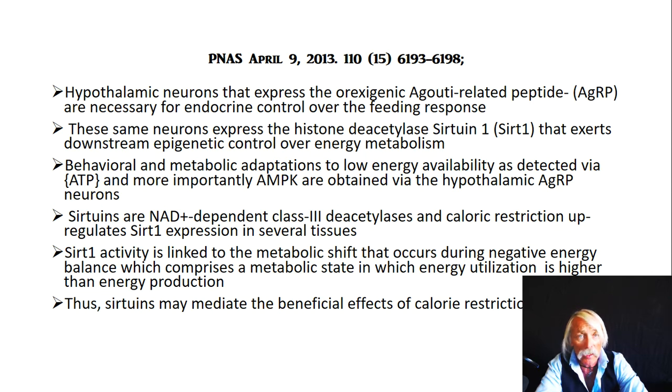The one in particular we're going to look at is leptin, which comes actually from the adipose fat or the adipose tissue. But we'll get into that. Now, these same neurons, these AgRPs, express not only all of the regulation that we're going to be looking at, but they also express a histone deacetylase, sirtuin 1.